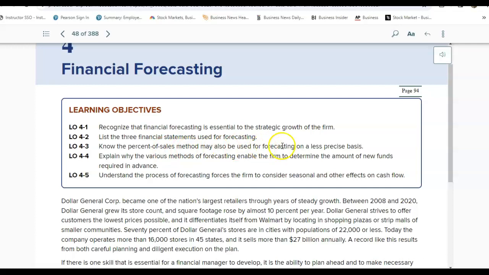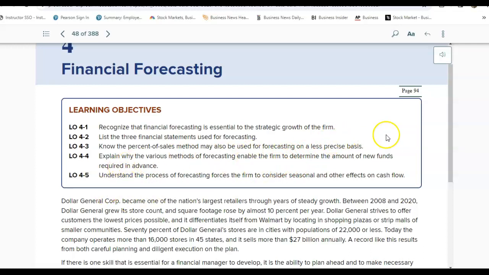Know that the percent of sales method may be used for forecasting on a less precise basis. A lot of times people will do that because, to be perfectly honest with you, sometimes coming up with more exact numbers can be very time consuming and not necessarily all that perfect anyway. So a lot of times, for the purposes of doing forecasting in an expedited way, you use percentage of sales as a forecasting method. And it'll make sense when you read about it.